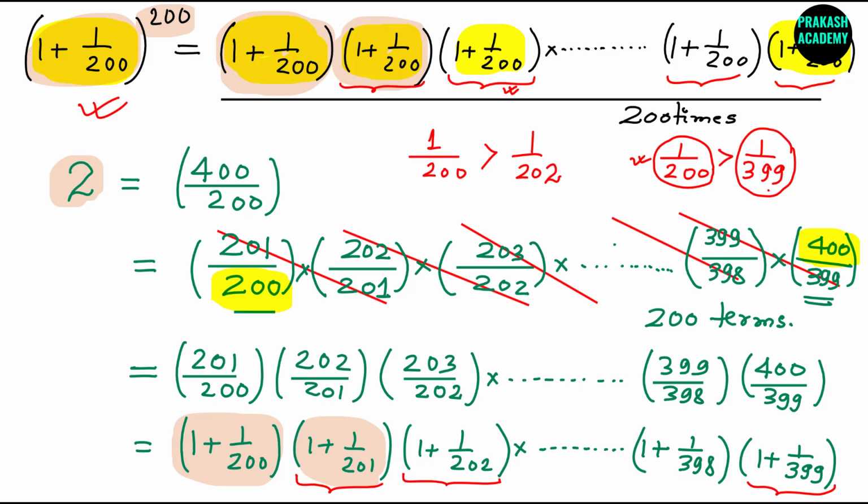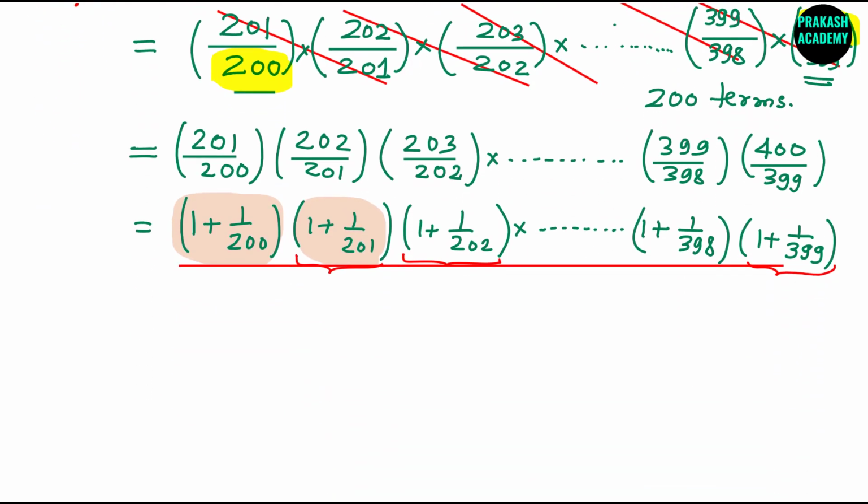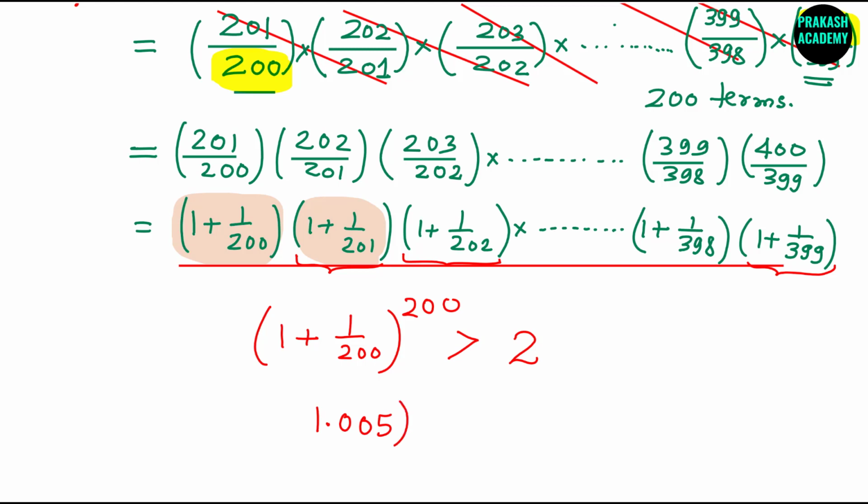So if I keep multiplying, because all numbers are greater than 1, because it is 1 plus something, and if you multiply all these numbers, you will get a greater number. So this means the multiplication of these numbers is smaller compared to the multiplication of these numbers. In this way we can say that this number is larger than 2. So now I can say 1 plus 1 by 200 raised to the power 200 is greater than 2, and in other words, 1.005 raised to the power 200 is greater than 2.